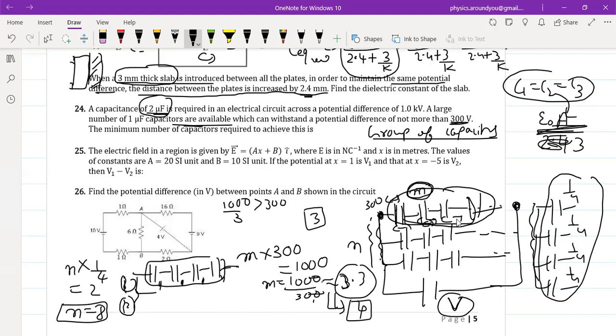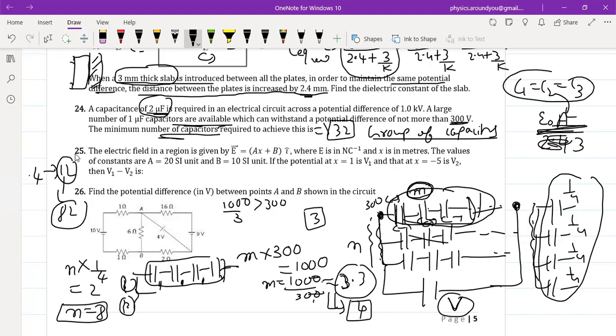So there are four capacitors in one line. And how many lines are there? There are 8 such lines. So how many capacitors are there? Totally there would be 32 capacitors. The minimum number of capacitors required to achieve this would be 32. How come? 4 in one branch, 8 such lines. 4 into 8 is 32. That is question number 24.